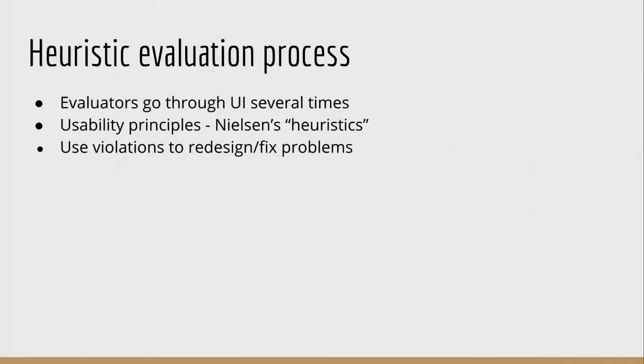And so what does the process look like for this? You can have someone who's responsible for being an evaluator. This is not a user. This is generally someone on the team. They will go through the list of heuristics, and they will look for violations and try to fix those problems. And you could do it iteratively as well.